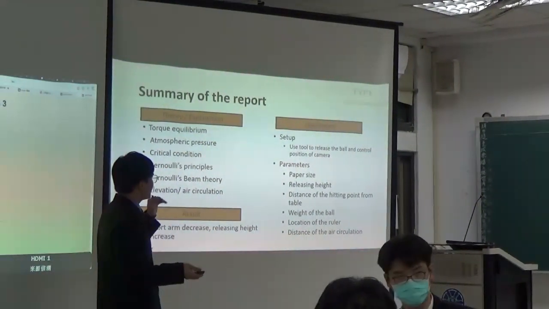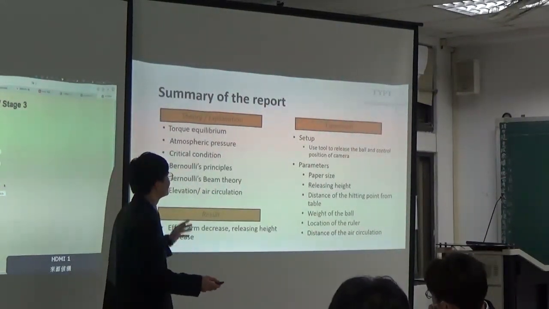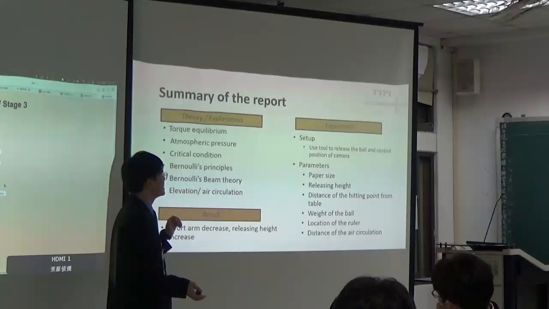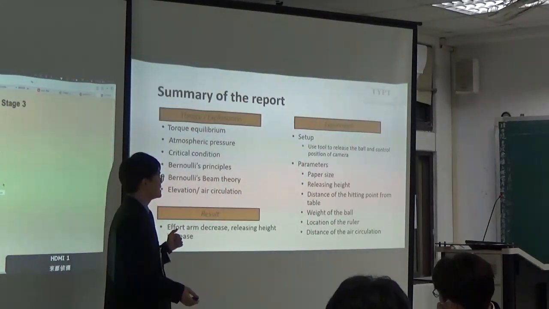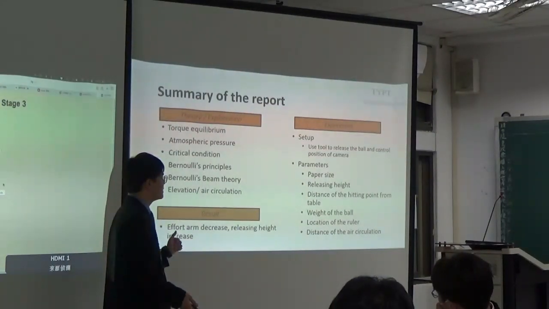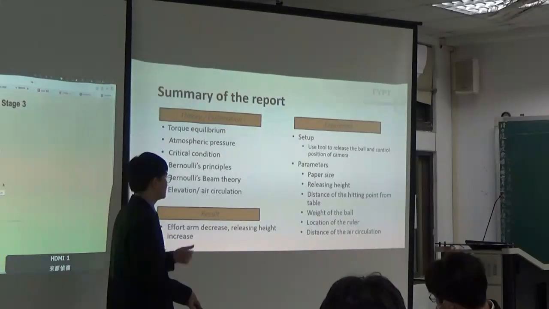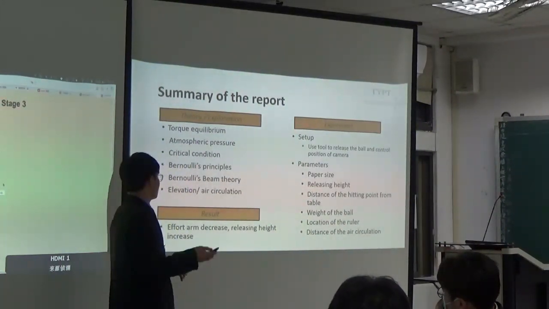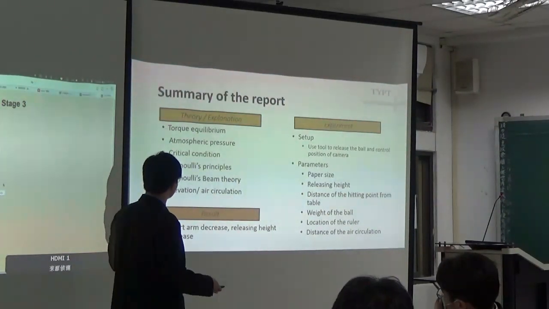In the experiment part, the setup used a tool to release the ball and control the position of the camera. The parameters are the paper size, the releasing height, the distance of the hitting point from the table, the weight of the ball, the location of the ruler and the distance of the air circulation. The results are that when the effort arm decreased, the releasing height decreased.